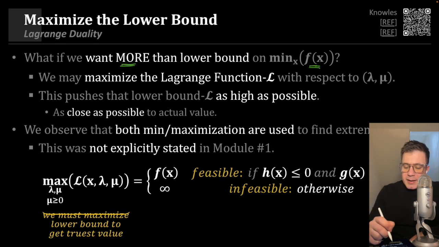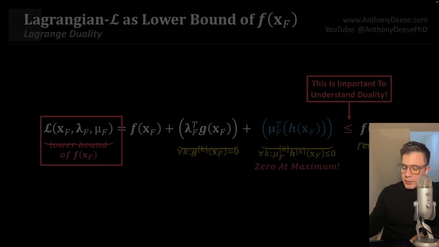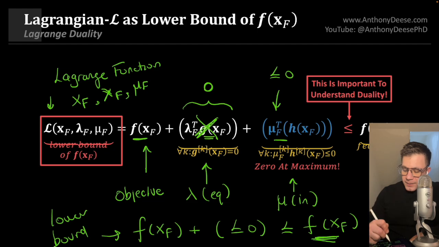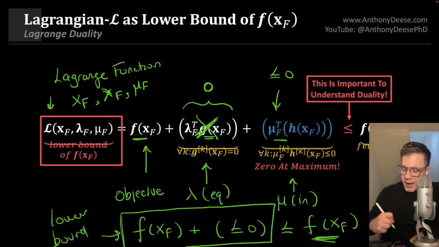What if we want more than a lower bound of that? What we can do is we can maximize the Lagrange function with respect to lambda and mu. This pushes that lower bound L as high as possible, as close as possible to the actual value. So if we look back here, what we're talking about is taking this lower bound of f of x, and trying to push that as high as possible to get it as close as we can to being equal. And in order to do that, we must maximize with respect to mu and lambda.